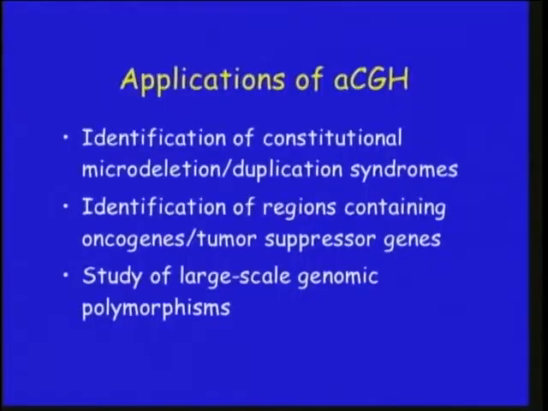And there are some different applications of Array CGH. This technique is frequently used to identify constitutional microdeletion and duplication syndromes. It can also be used to identify regions of the genome that contain oncogenes or tumor suppressor genes. So regions of gain or amplification in tumors frequently contain an oncogene or more than one oncogene. And regions of deletion often indicate that there are tumor suppressors there.